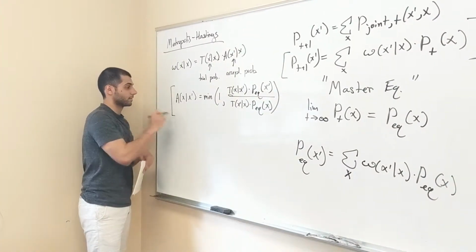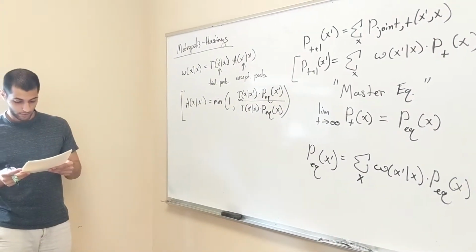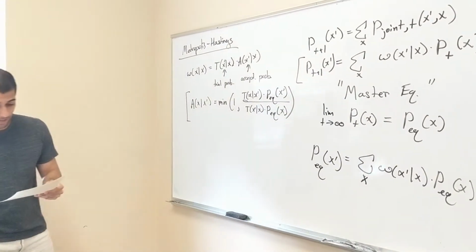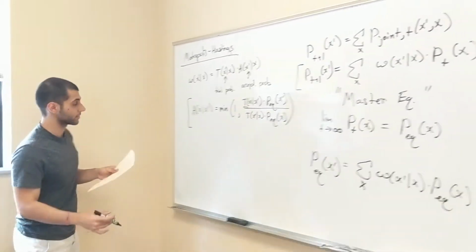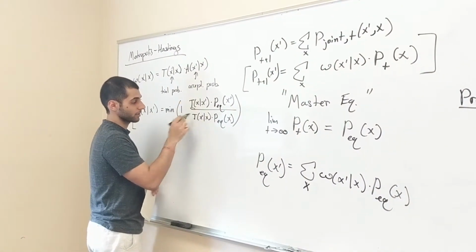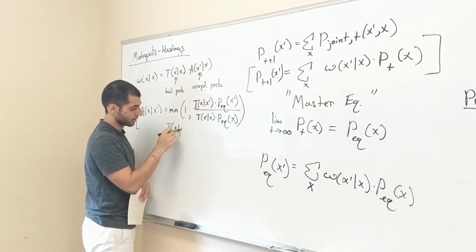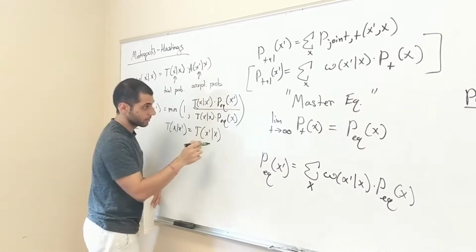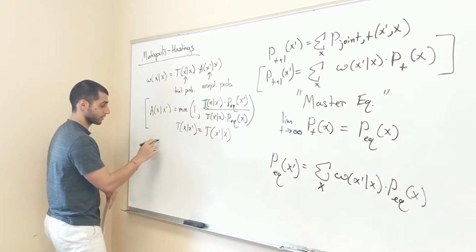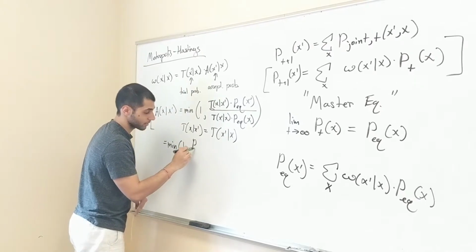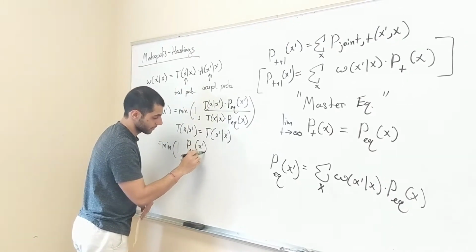This is a very powerful conclusion. Now, this can be shown to satisfy detailed balance, and to show that can be easily understood. If you make an assumption that T is symmetric, i.e. T of x prime given x equals T of x given x prime, then it cancels, and you're just left with a simplified expression, which is just the minimum of 1 and the ratio of the probabilities.